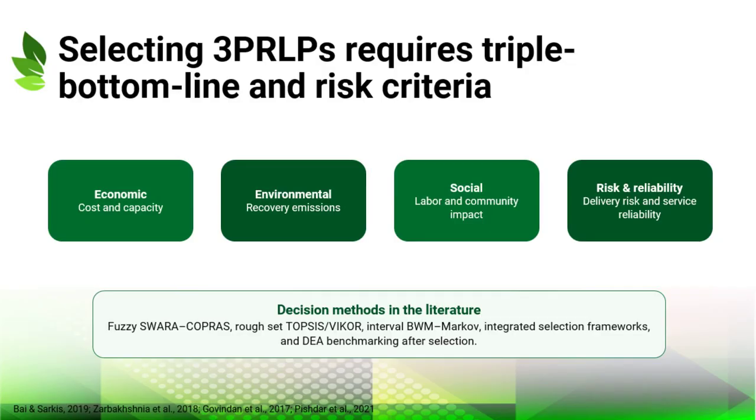Selecting third-party reverse logistics providers requires a broad evaluation framework. Cost and capacity remain important, but the literature increasingly emphasizes the triple bottom line. Economic criteria examine costs, financial performance, and operational capability. Environmental criteria consider emissions, recycling performance, and contribution to circular economy goals.